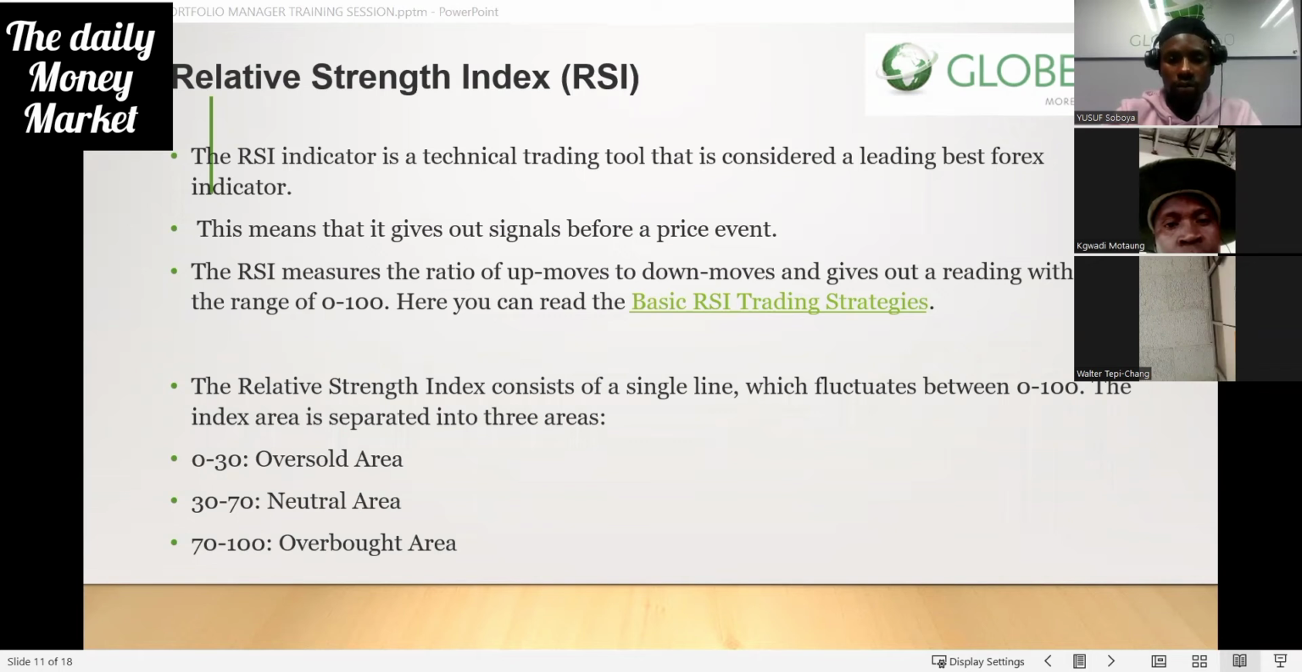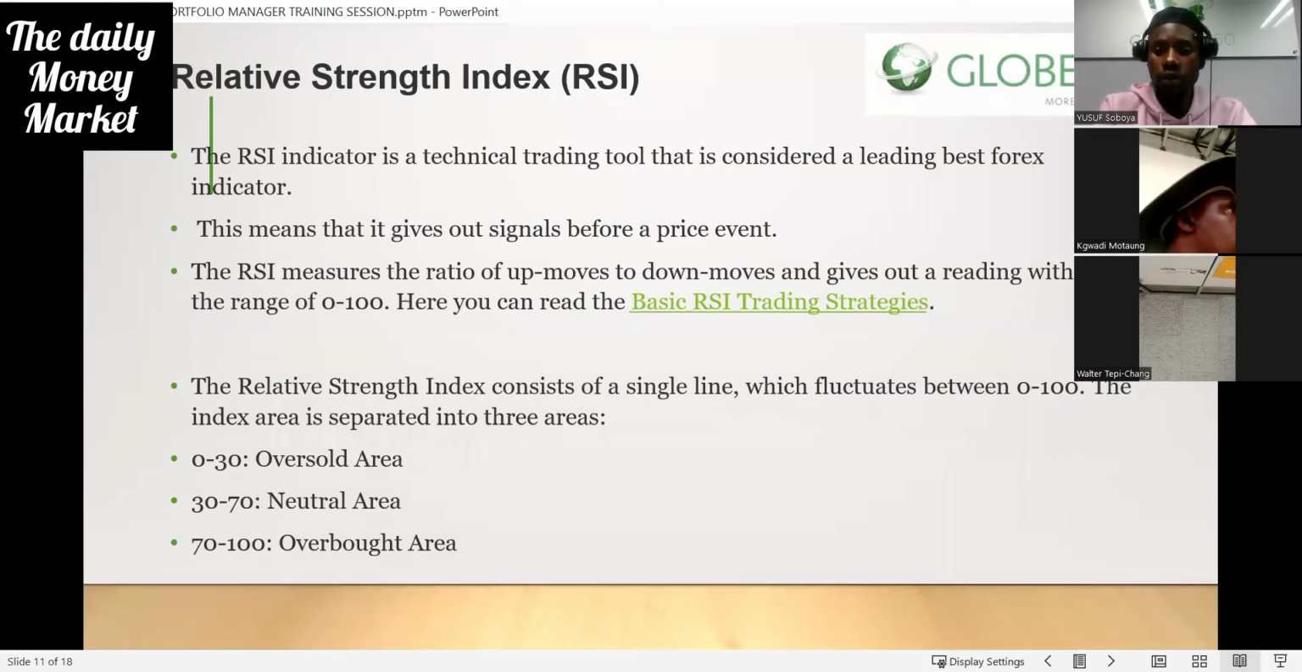All right, so now we're looking into the RSI, the Relative Strength Index. It's one of the indicators that you can find in the market. You can use it as long as you're familiar with it, and you can continue practicing with it over and over again. The RSI indicator is a technical trading tool that is considered one of the best Forex indicators. That means a lot of people like this indicator.